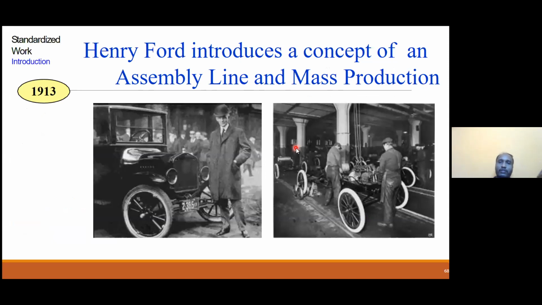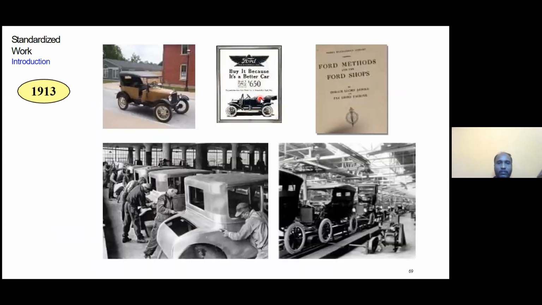Henry Ford introduced the concept of the assembly line and mass production in the year 1913. These are some snaps of the Ford company from that year.